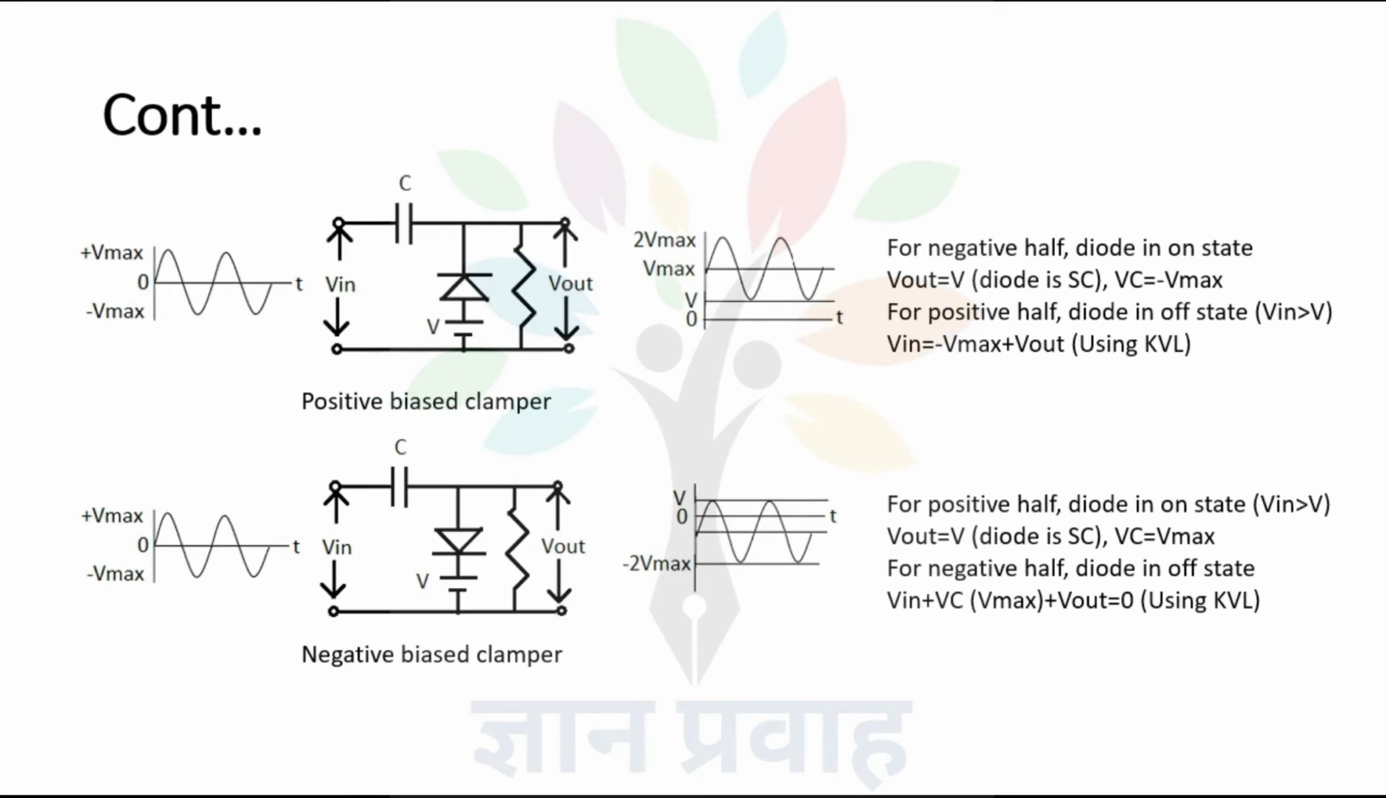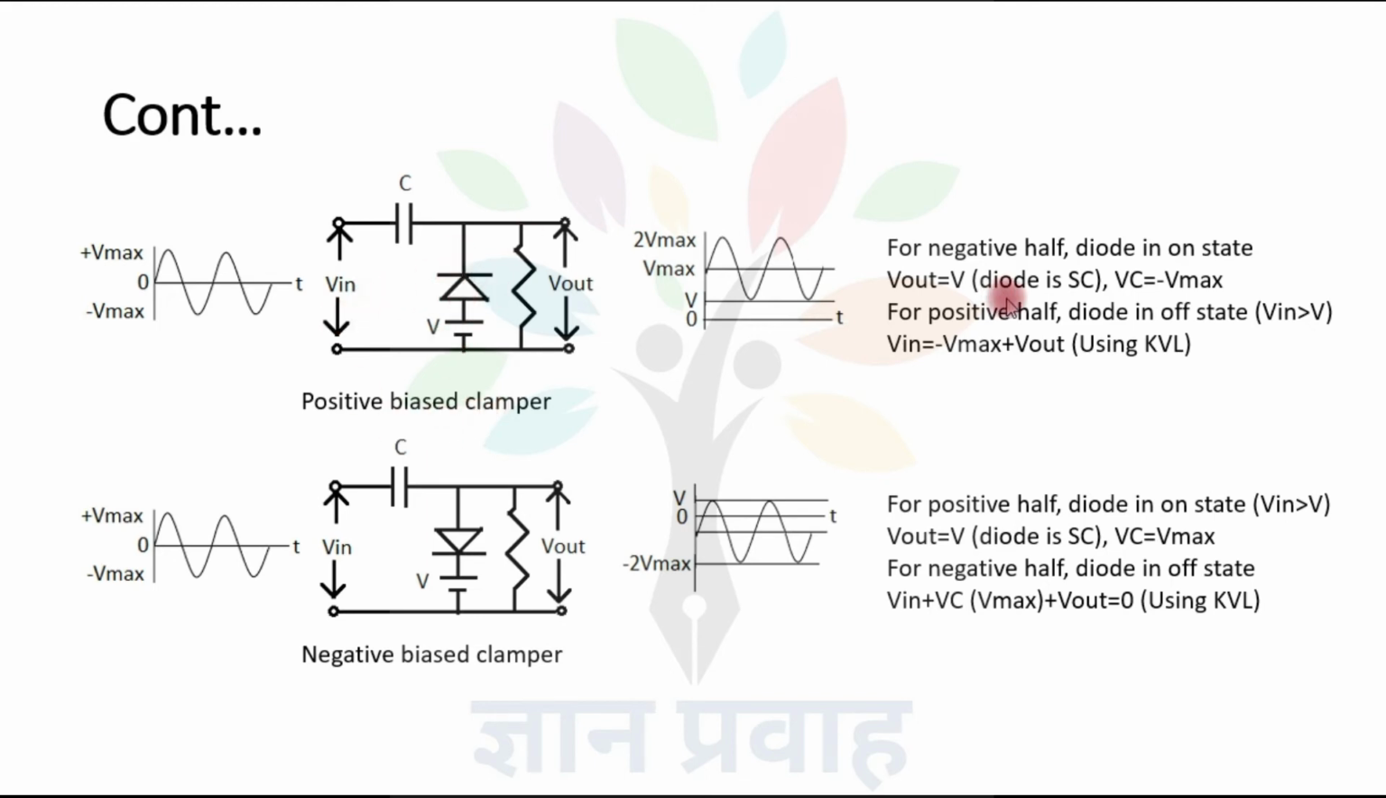And here we apply a bias potential, which is used for a certain amount of shifting of the input signal. So we are showing a positive biased clamper circuit and a negative biased clamper circuit. In the positive biased clamper circuit, the DC level is shifted to the positive side. In the negative biased clamper circuit, the level is shifted to the negative side.